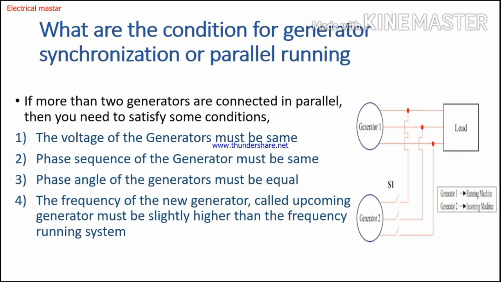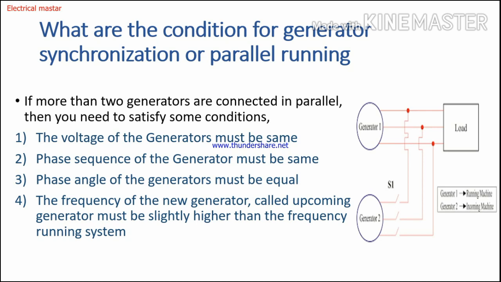Now we will see what conditions are needed for running generators in parallel, or how they are synchronized. What conditions should be satisfied? There are only 4 conditions you have to satisfy. Then you can run the generators in parallel or synchronization. It's very easy. The first condition is the voltage of the generators must be the same. You can use any brand of generator, no issue, but these 4 conditions should be satisfied.